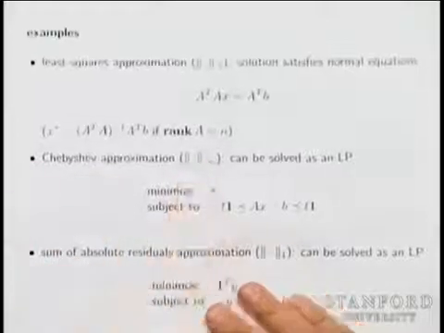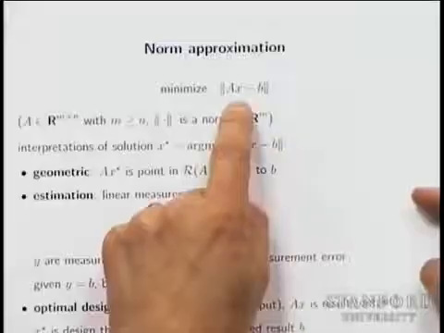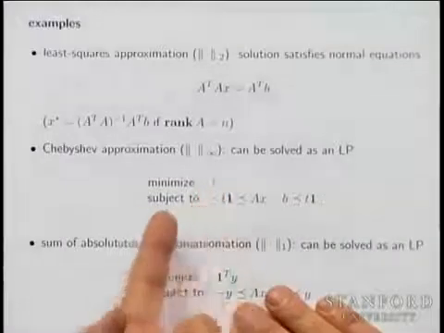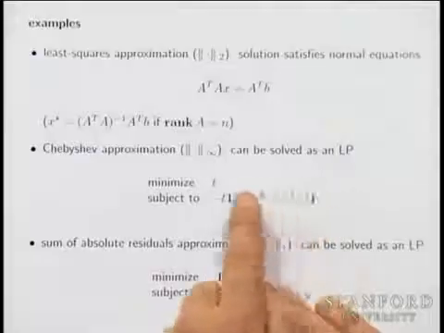Chebyshev approximation says we will measure the norm by the maximum of the absolute values of this, which is called the residual, Ax minus b. So we'll look at the maximum of the absolute value. That, of course, transforms to an LP. So that's nothing but this. Minimize t, where t is a scalar variable, subject to these two m linear inequalities here. There's one here and one here.